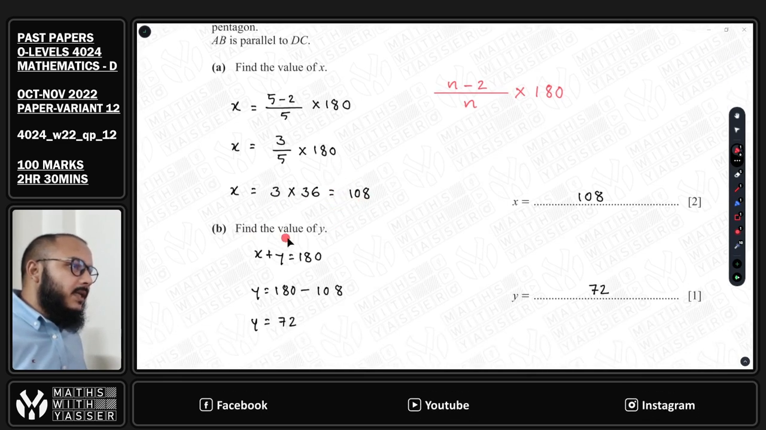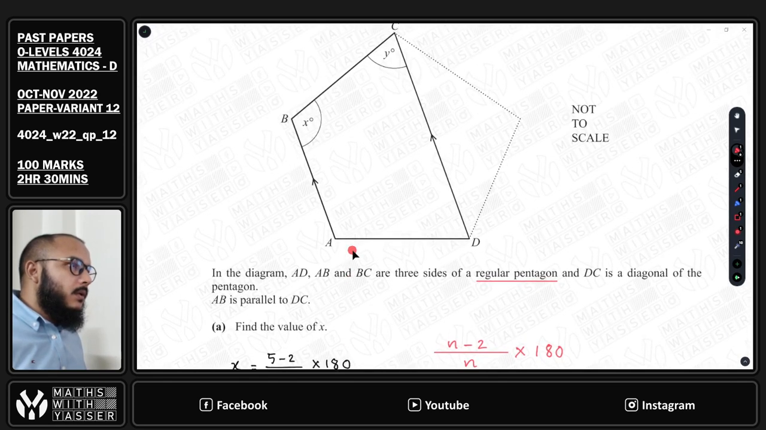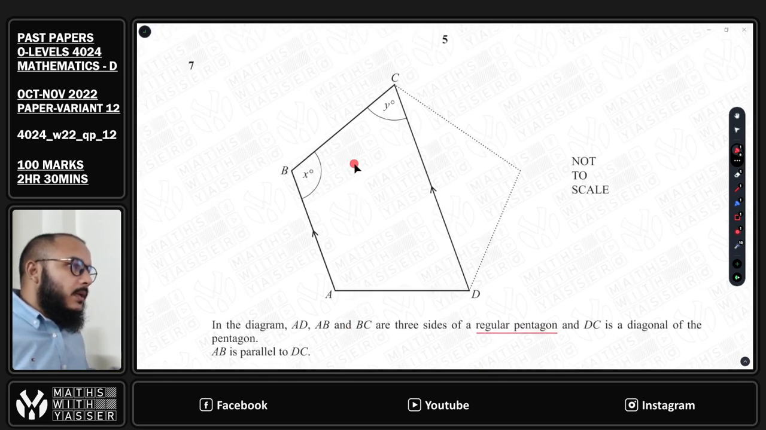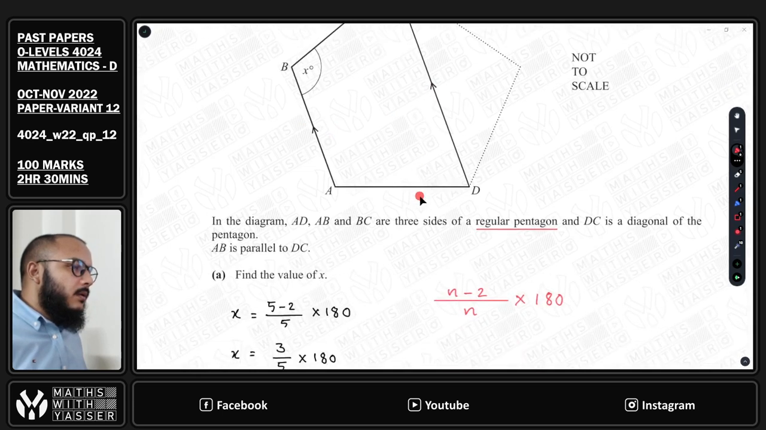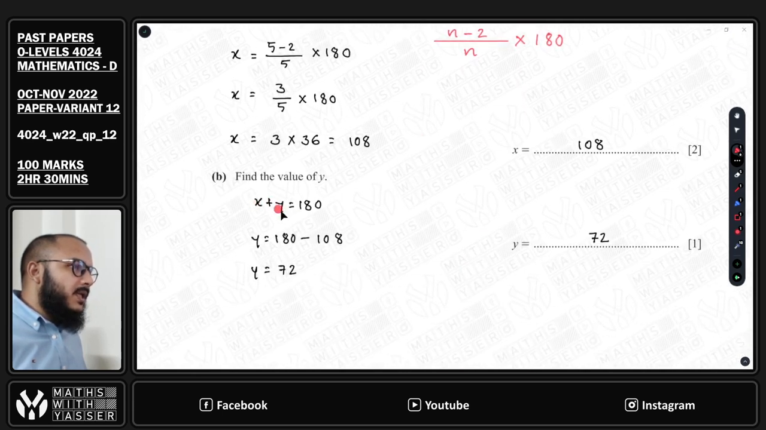Then they're asking, find the value of y. So x and y are allied angles because these two lines are parallel. That means we know that x plus y should be 180 since they're allied angles. So y will be 180 minus x, but we have already found the value of x, which is 108. So it will be 72 degrees.